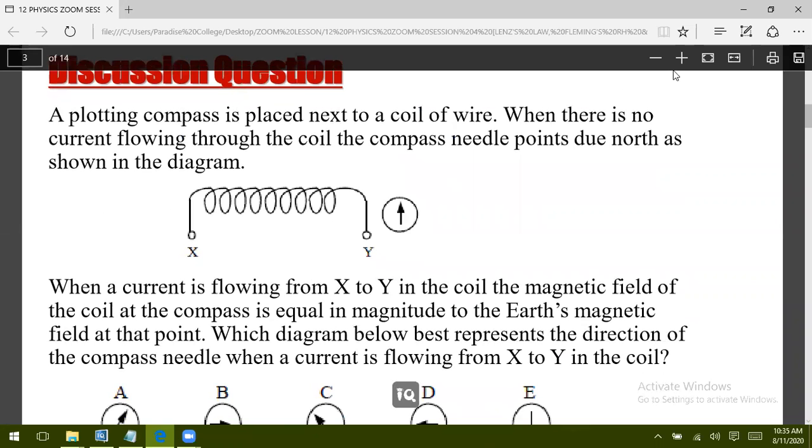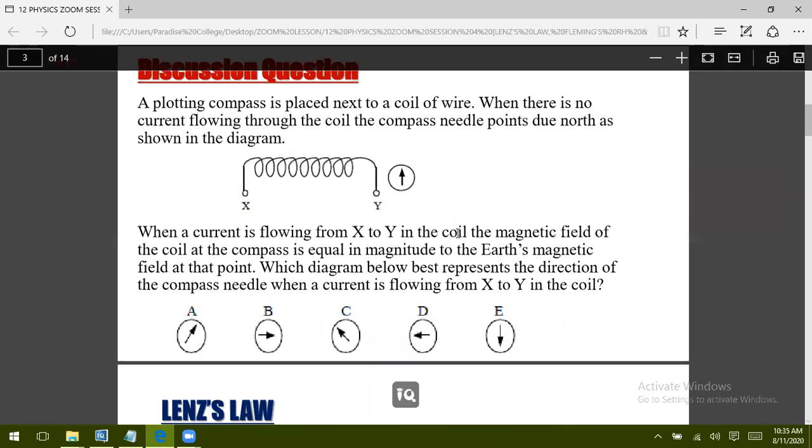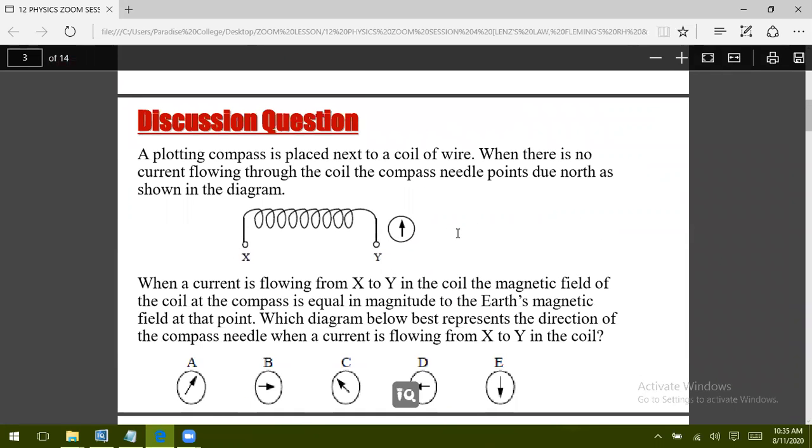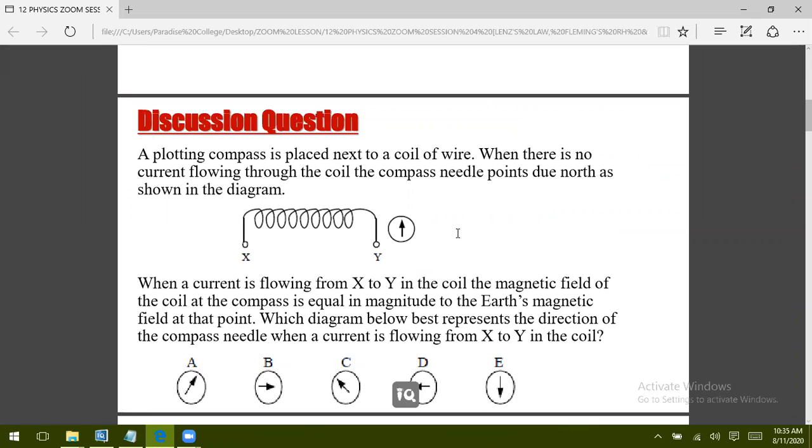Guys, please mute yourself. Sorry, guys, I got this. Guys, enough. Okay, stop talking and check this discussion question.